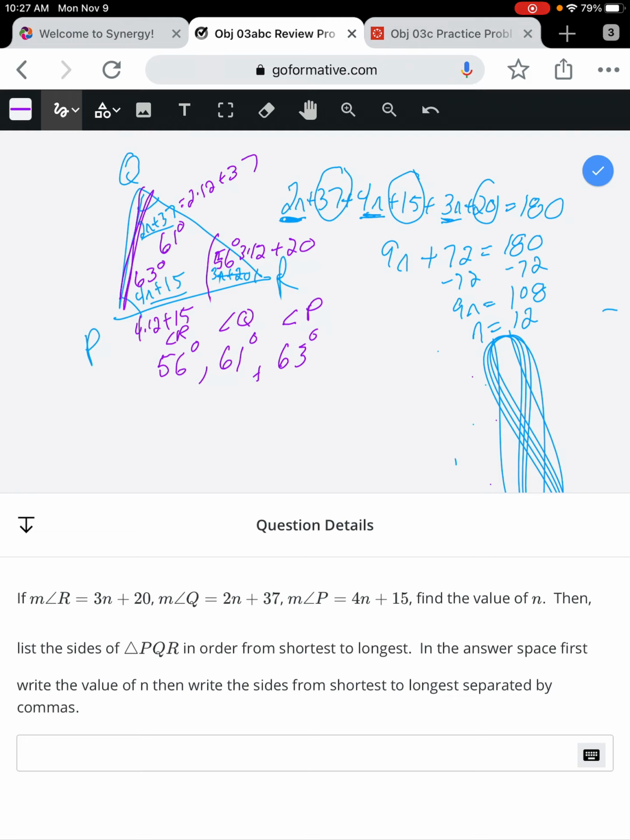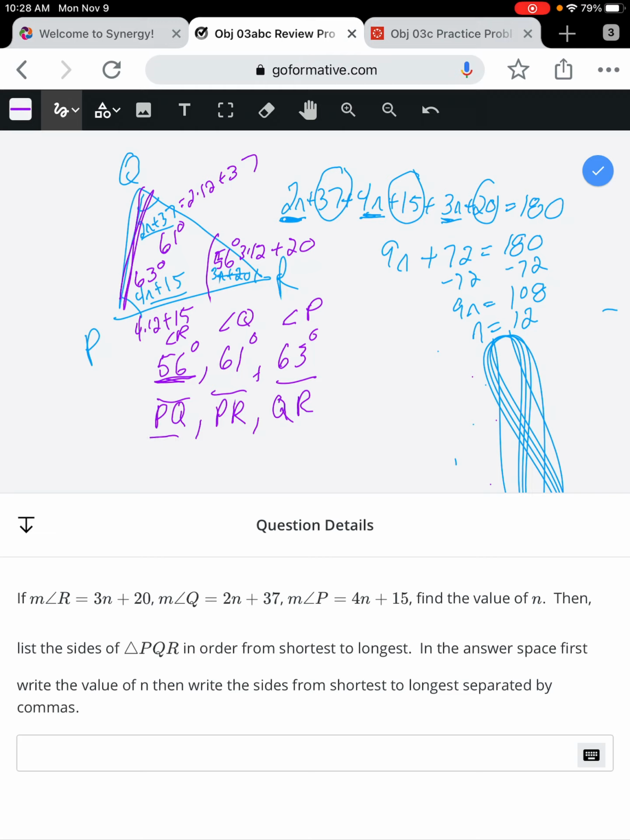Okay. What side is opposite my 56-degree angle? Well, if R is here, it's going to be PQ. Then the side opposite my 61-degree angle is going to be PR. And the side opposite my 63-degree angle is QR.